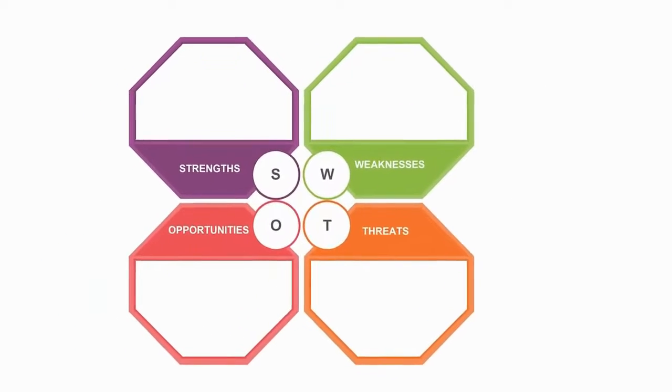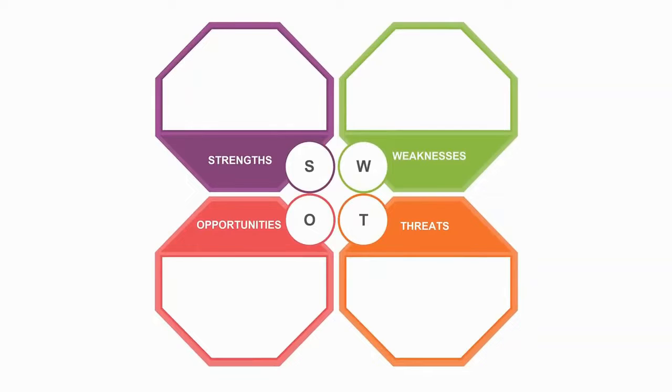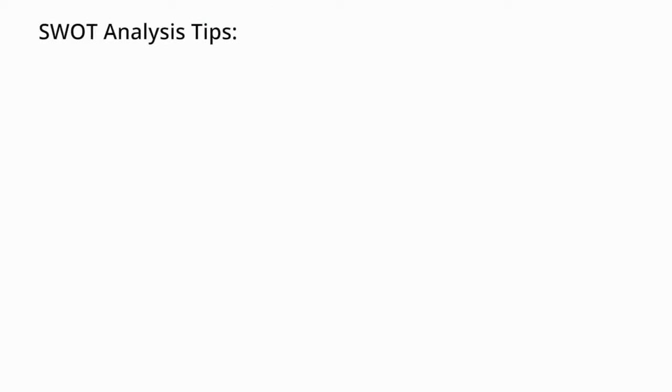Also, you will very likely have the same factors listed in more than one of these categories. You can see how a company's weakness, for example, its lack of presence in a marketplace, could also be a major opportunity going forward. Here are some things to keep in mind while doing a SWOT analysis.